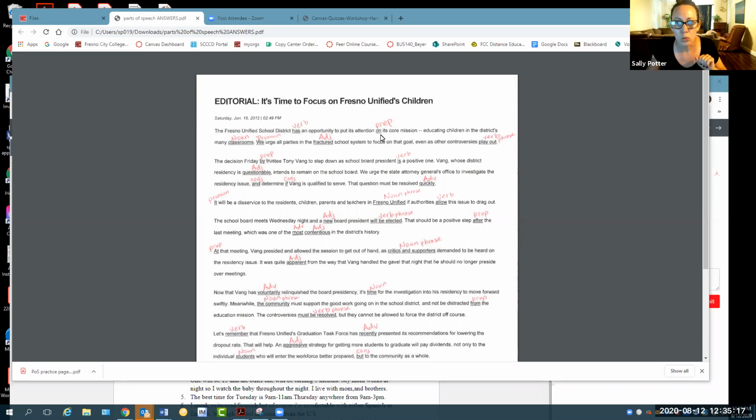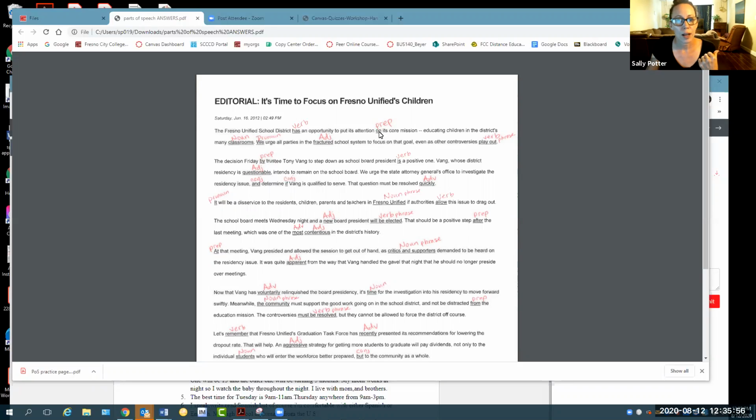So we've got this little word here, "on," and anytime you have a little word like this, it's probably going to be either a preposition or possibly an article, or maybe a conjunction, anything that's real small. In this case, we know that it's a preposition because what it is doing is attaching a noun, its core mission. That is a thing, that is one single thing. We could say "it," okay? So this "its" means Fresno Unified's, possessive.